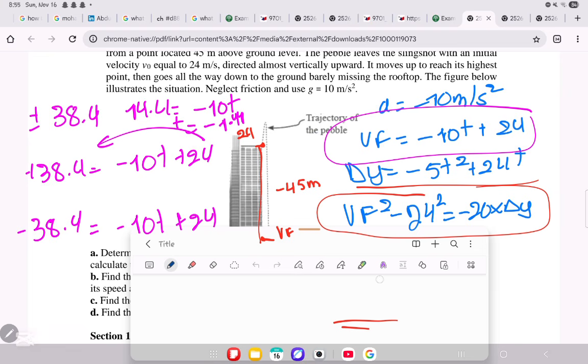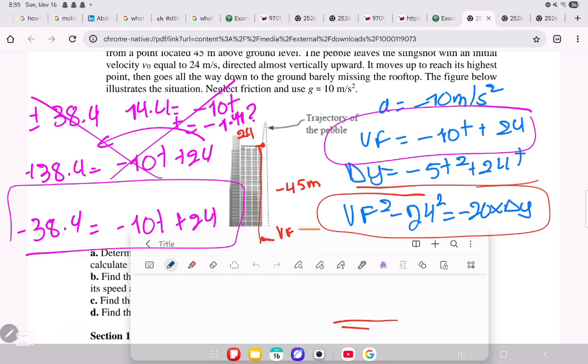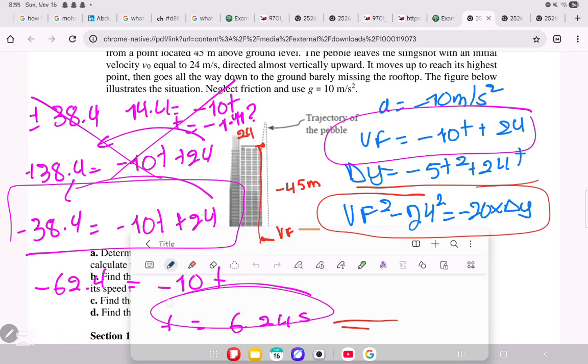I'll move 24 to the other side. So minus 38.4 minus 24 will give me minus 62.4. Minus 62.4 equals minus 10t. T is going to be equal to 6.24 seconds. So this is a positive answer, and time can only be positive because it's a scalar quantity. That means my answer is 6.24 seconds, and my velocity is negative. Perfect. That's it for this video.